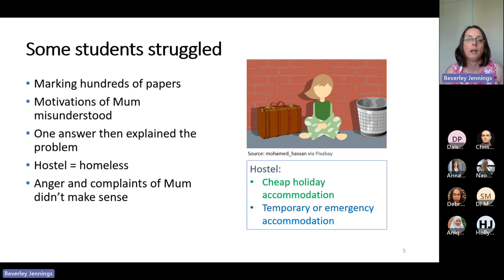And then one of the answers actually explained what the issue is. One of the candidates wrote that she really didn't understand why the mum had the right to complain and be angry, because it must be partly her fault that this girl is in a homeless hostel. And then that was the light bulb moment for me. These students were struggling to understand the story and show empathy and understanding with the character, because their understanding of the word hostel was that it was a homeless hostel, or temporary or emergency accommodation. And therefore the anger and complaint of the mum didn't make sense, because they didn't have access to this meaning that a hostel could also mean cheap holiday accommodation.